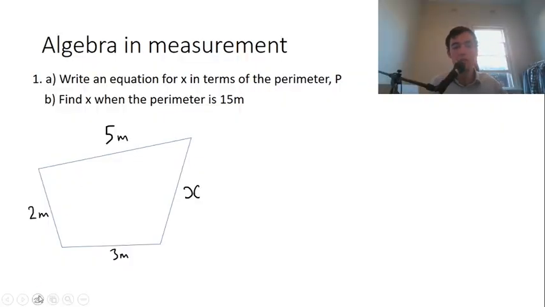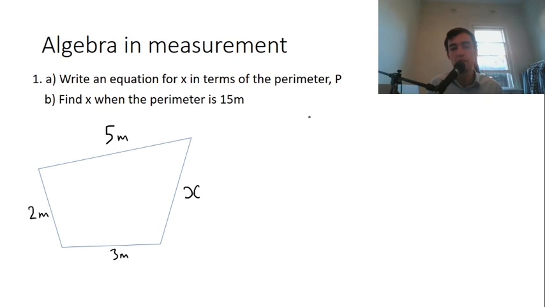We're going to do 3 questions using algebra and measurement. So, first of all, write an equation for x in terms of the perimeter P. So, we know some things. We know x needs to be in the equation and P needs to be in the equation. We know x is a side length and P is the perimeter.